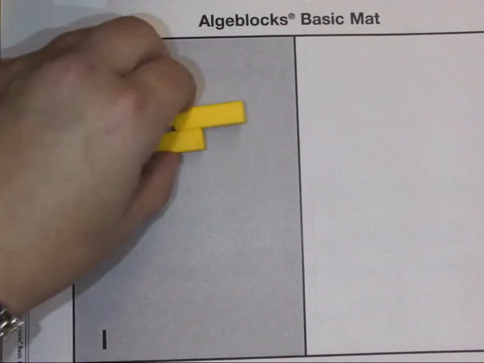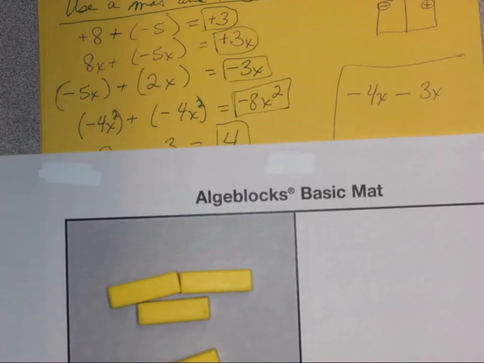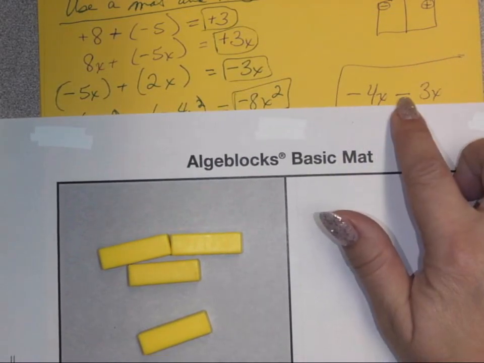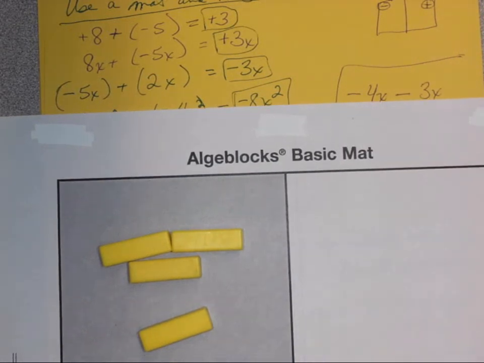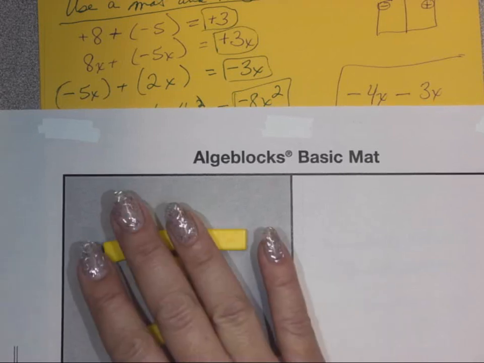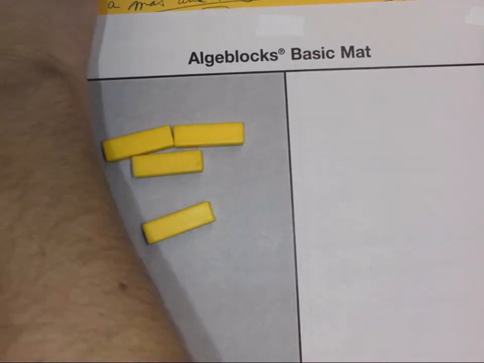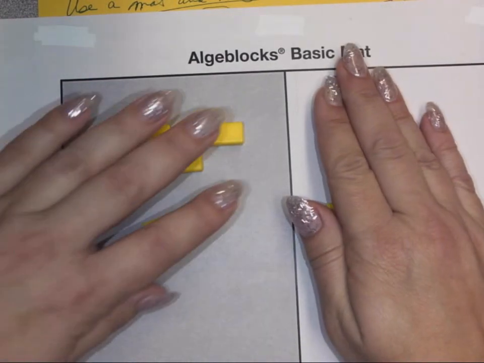-4x minus 3x, meaning take off, minus, that's a subtraction, that's an operation. Take off 3x, positive 3x. Can I do it? Not the way it looks right now, right? Not the way it looks right now. -4x, take off 3x. Well, I don't have positive 3x to take off. So I need to put those on so that I can do this.